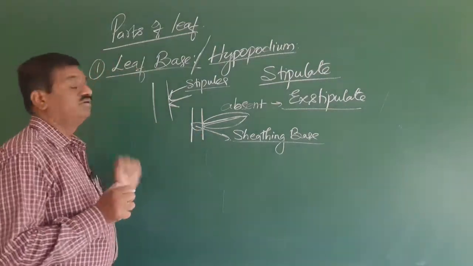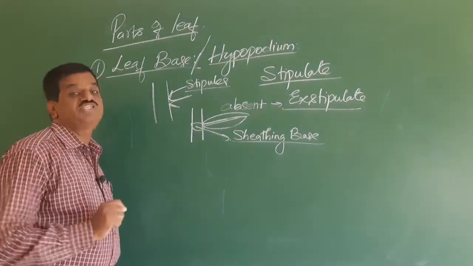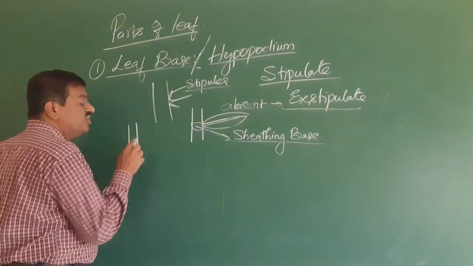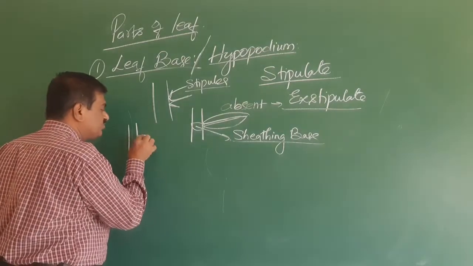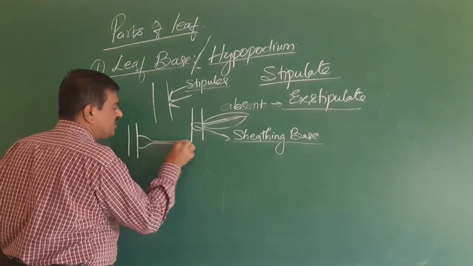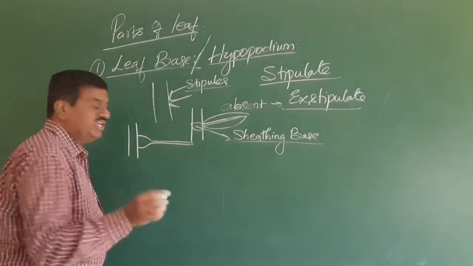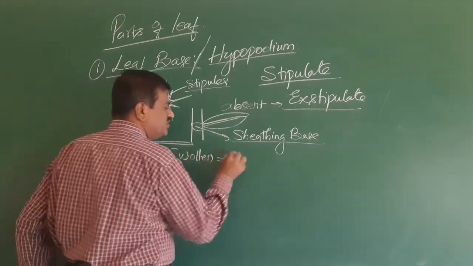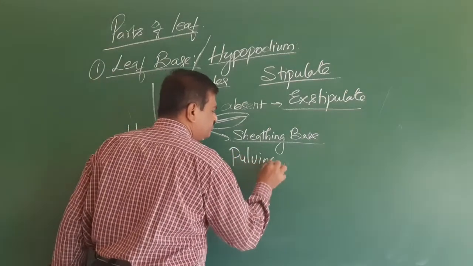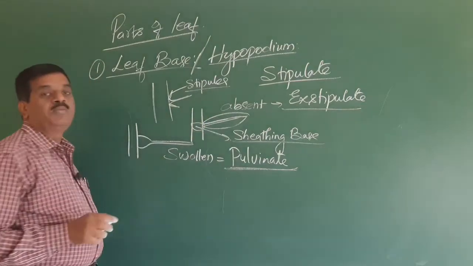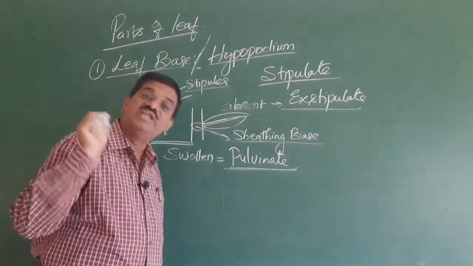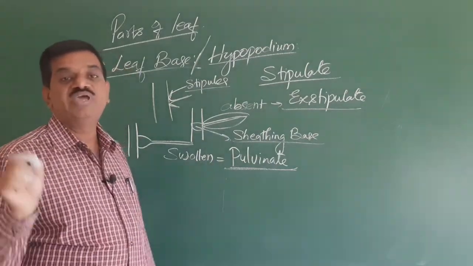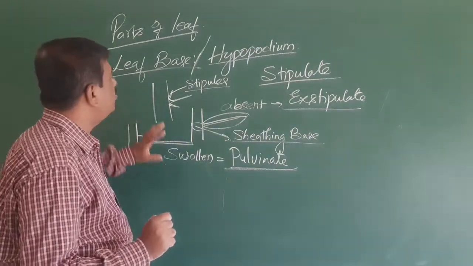In some of the leguminous plants like pea plant and beans, the leaf base leads to swelling. There are swelling-like structures present at the leaf base. The swollen leaf base is called pulvinate. The word pulvinous or pulvinate is nothing but a swollen leaf base. So this is about leaf base.